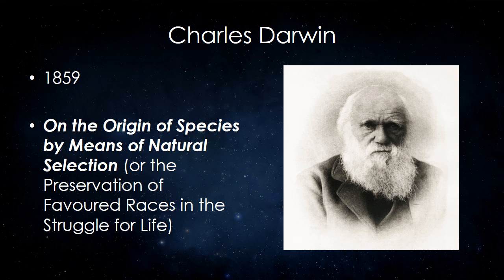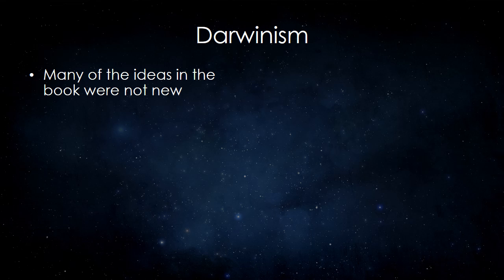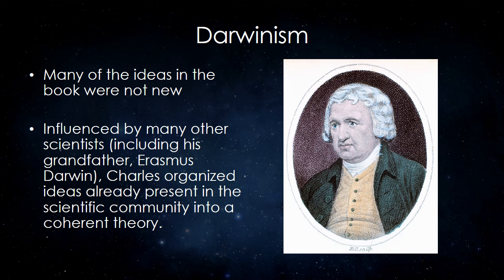In 1859, Charles Darwin published his book on the origin of species by means of natural selection. In time, it became one of the most influential books ever written. Many of the ideas in the book were not new. Influenced by many other scientists, including his grandfather Erasmus Darwin, Charles organized ideas already present in the scientific community into a coherent theory.